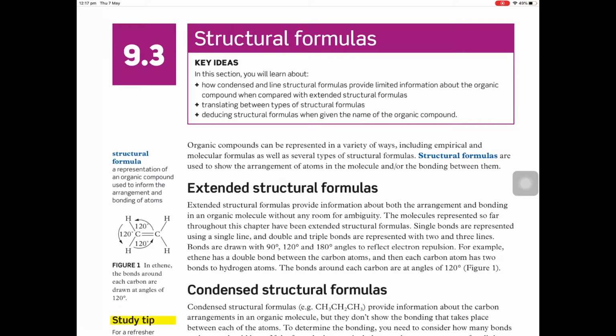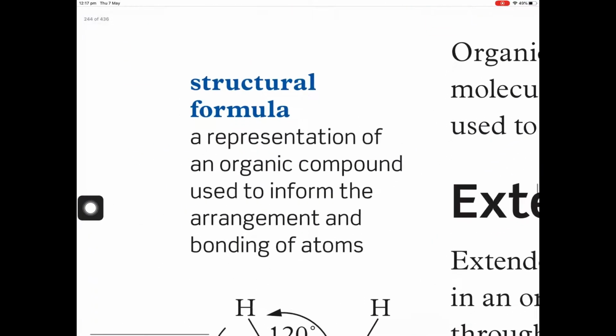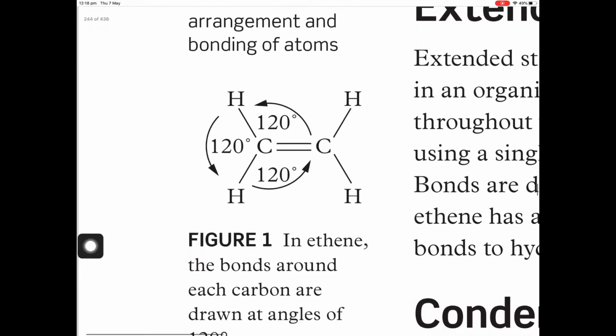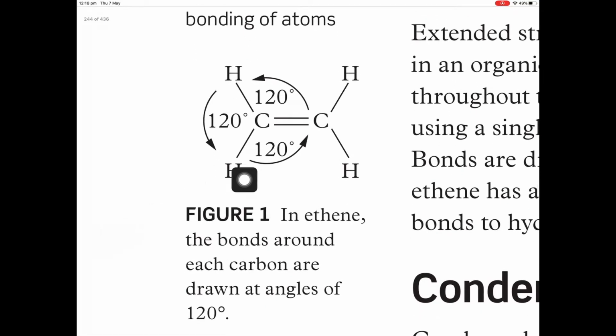We're looking at section 9.3 in this video, structural formulas. So what is a structural formula? Let's have a look at this definition in the left-hand part of the column. It's a representation of an organic compound used to inform the arrangement and bonding of atoms. So for example, ethene in figure 1 here. Ethene's got 2 carbons double bonded to each other, and each carbon is single bonded to a couple of hydrogen atoms at both ends of the molecule.